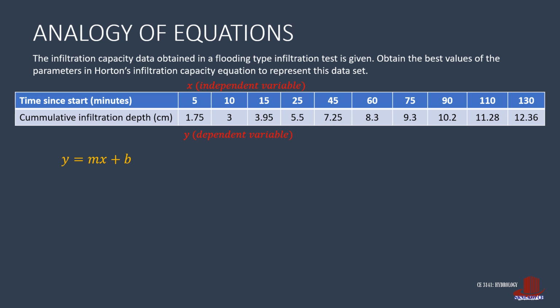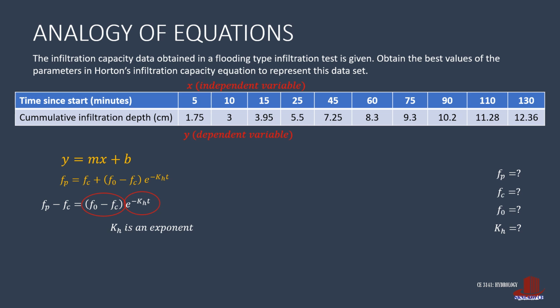We have the best fit line y as equal to mx plus b and Horton's model. Configure Horton's model into slope-intercept format. So transpose Fc to the other side to have Fp minus Fc as equal to the binomial F0 minus Fc multiplied by e raised to negative kh times t. Before converting any function, note that the four essential parameters are Fp, Fc, F0, and kh. At this point, there are two quantities and the other required parameter kh is even an exponent.